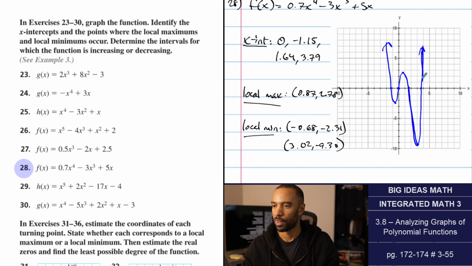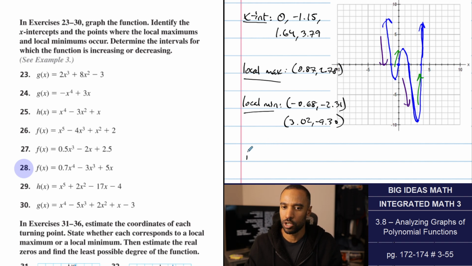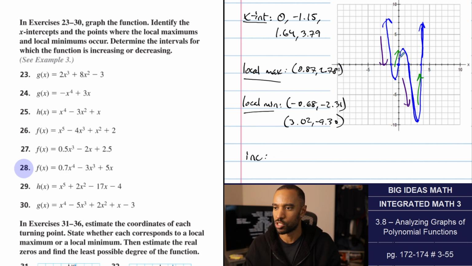Okay. Now it's got moments of increase right here, and moments of decrease right here and here. So the increases are when x is between this local min and this local max x value. So that is -0.68 and 0.87.